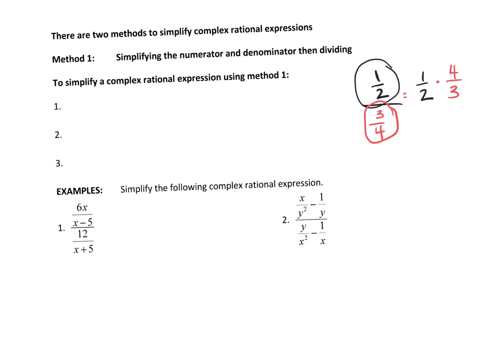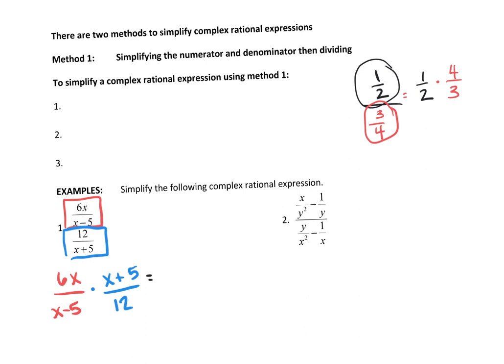So we see that we have a top fraction up here. So I'll write that as 6x over x minus 5. The bottom fraction is right here. So I'm going to flip it, x plus 5, and divide that by 12. Now my goal is to start simplifying. If we can simplify a number on the top and the bottom, we're going to do that before we start doing anything else.